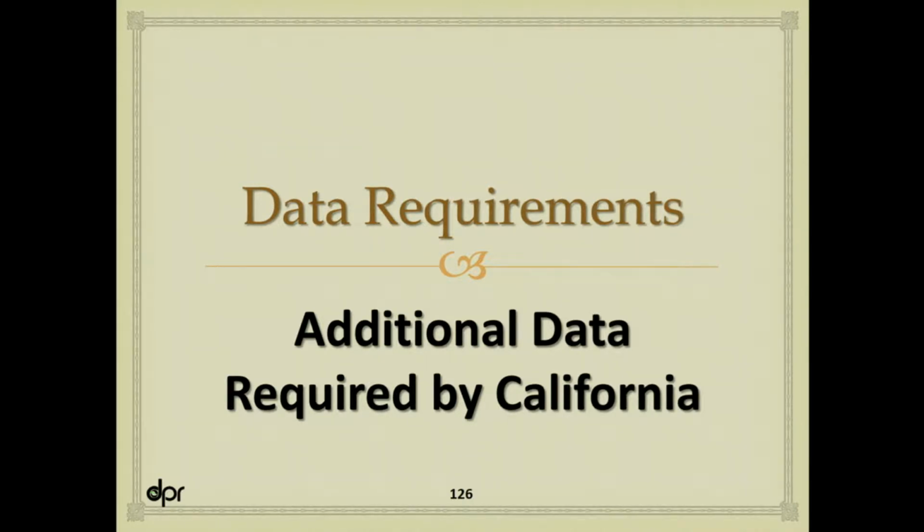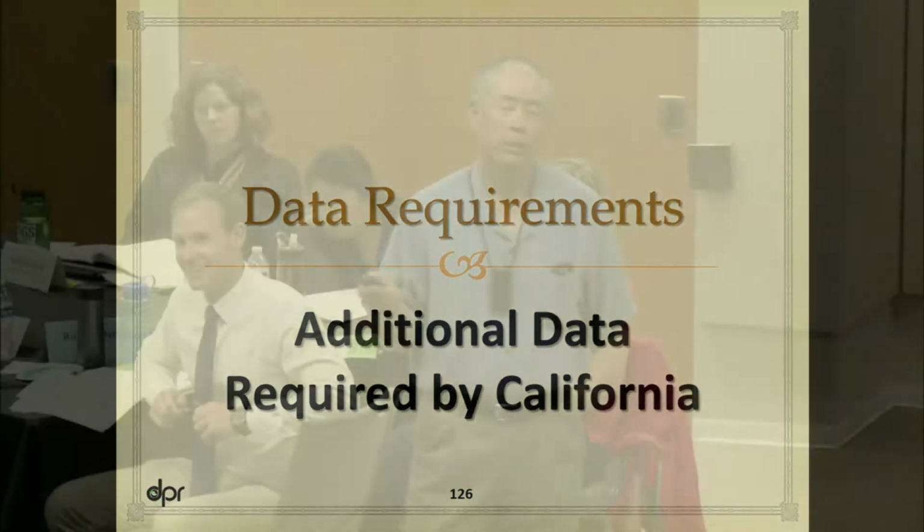Additional data requirements by California. Why is that? Because we can. No, it's really, we don't do things arbitrarily like that. Lucky for you guys. But really, it's all driven by legislation and regulations. And so, in addition to what US EPA requires, we do require some additional data.